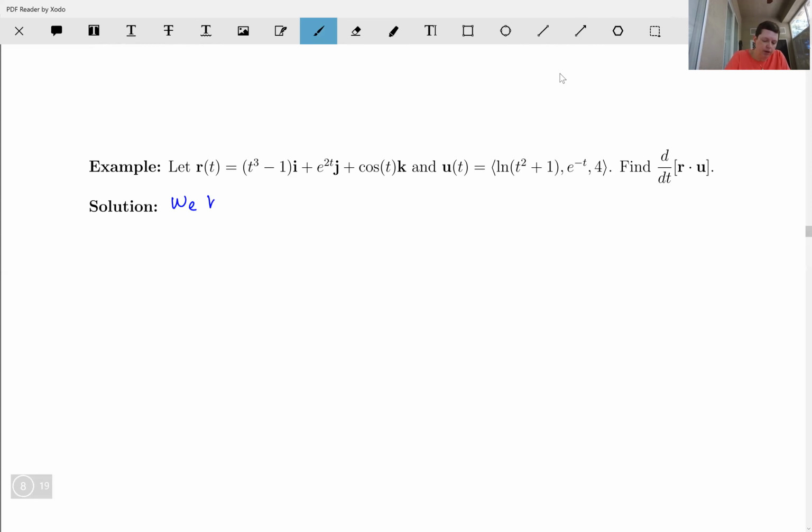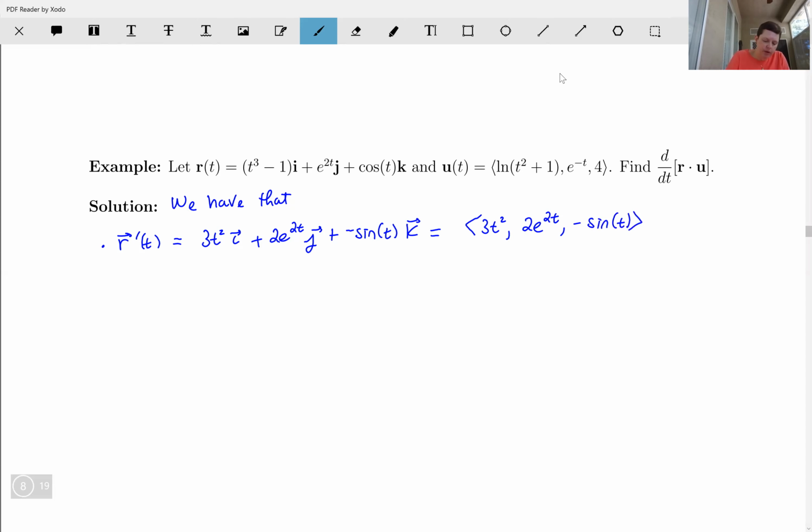So first of all, what can we do? We can find the derivative of our function r. And the derivative of our function r is going to be what? So the derivative of t cubed minus 1 is 3t squared. The derivative of e to the 2t is 2e to the 2t. And the derivative of cosine t is minus sine t. No, I have no explanation as to why I wrote that as a plus or minus. And we can write this in component form as the vector 3t squared, 2e to the 2t, negative sine of t. And we will rinse and repeat for the vector valued function u.